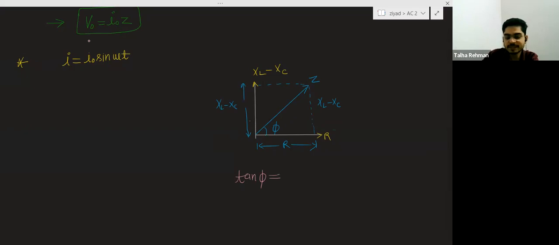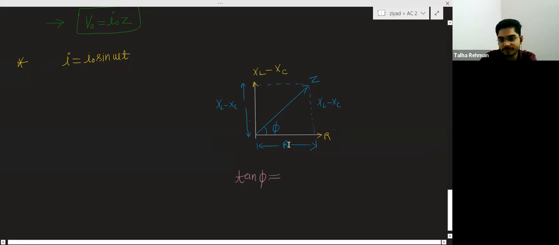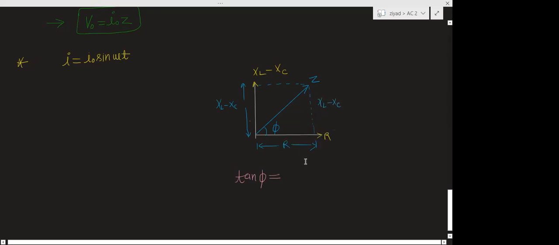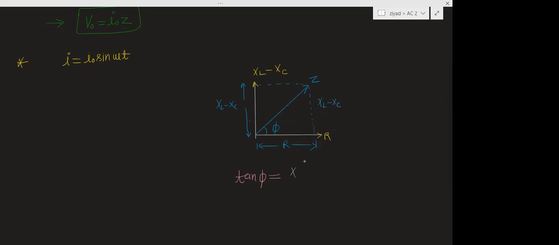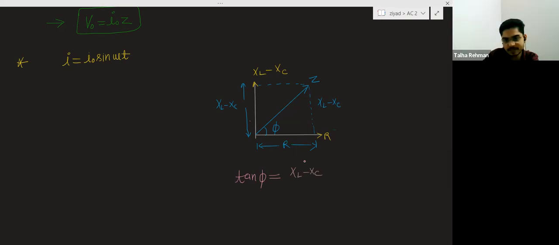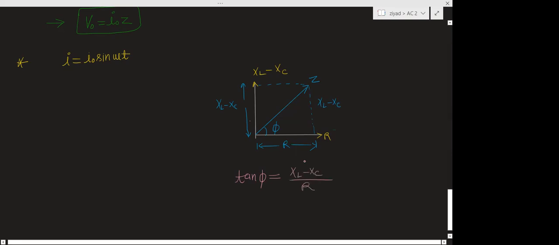So tan phi is given by perpendicular divided by base. This is the perpendicular of the triangle, and this is the base of the triangle. So this will become XL minus XC divided by R.